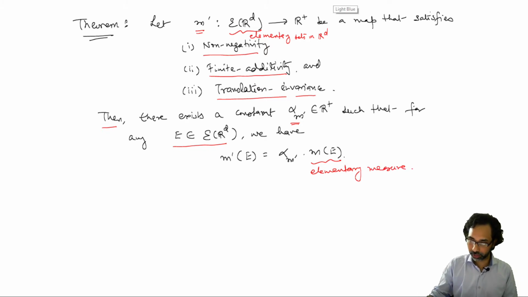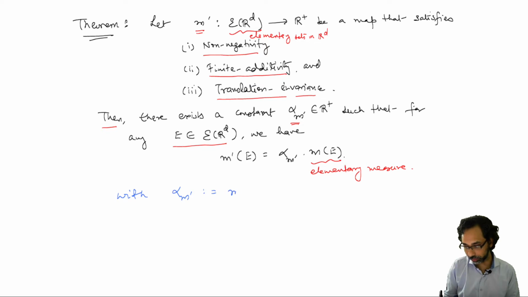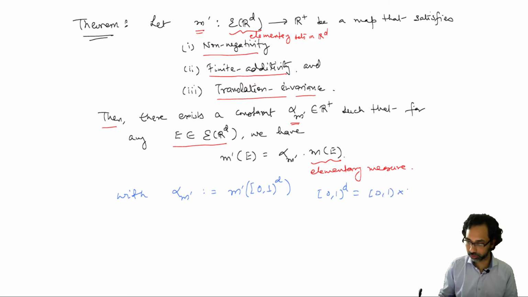And we can even explain further what this constant alpha M prime is. So alpha M prime is given by M prime of the set [0,1]^d, so this is the hypercube [0,1]^d. So [0,1]^d is simply the Cartesian product of the intervals [0,1] in d dimensions.